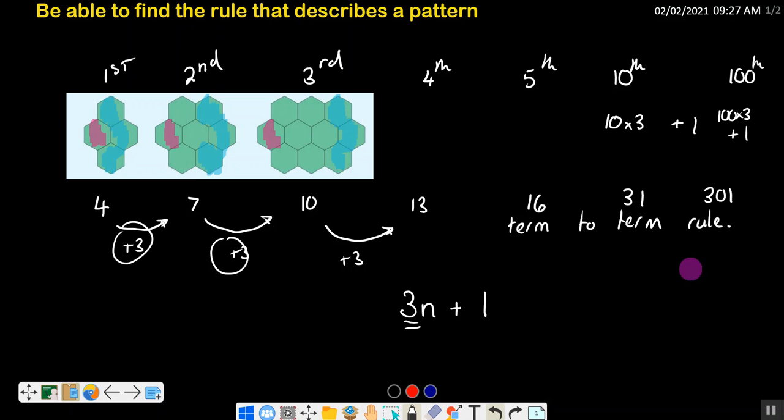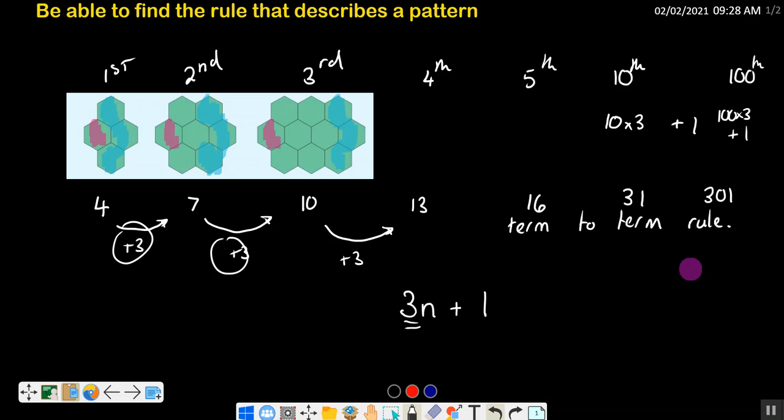Do you remember I said there was a difference between writing a term-to-term rule, that add 3 every time? That's how you get on. So if I do 10, 13, 16, that's very good if I want to know the 6th term, the 7th term, but if I want to know the 100th, it's too much. So what I did was, I need to describe, mathematically, using algebra, how we find a specific term that I want. Like, I want to know the 100th term without having to find all the others.